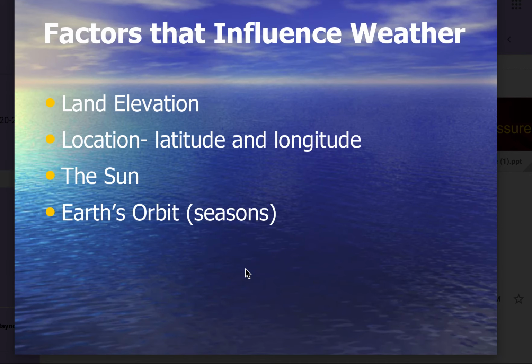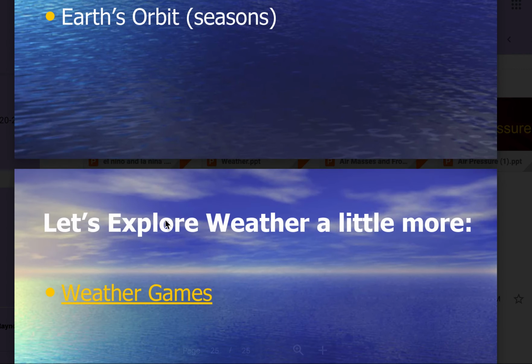Weather depends on your land elevation. You know, if you're at the top of a hill or a mountain and the bottom of the mountain, most likely the weather is going to be a little bit different because the atmosphere is a little bit different the higher you go up. Your location on the earth. How close are you to the equator? How close are you to the poles? Where are you in reference to the sun? And then what season are you in? That's going to influence your weather.